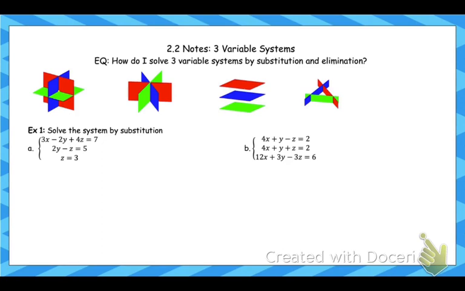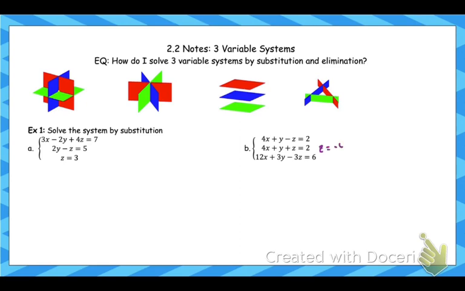So what you're going to do is pick any variable in any of those 3 equations, and solve for that variable in one of your equations. I'm going to go ahead and pick the second equation, and I'm going to solve for z in the second equation. Again, you can pick any variable that you want, it doesn't matter. I'm going to use z in the second equation.